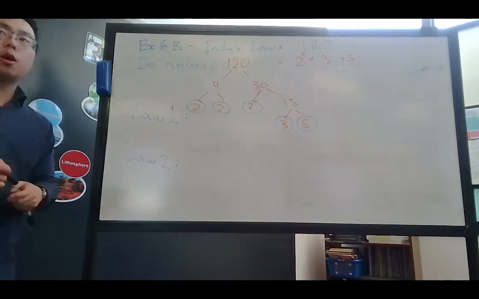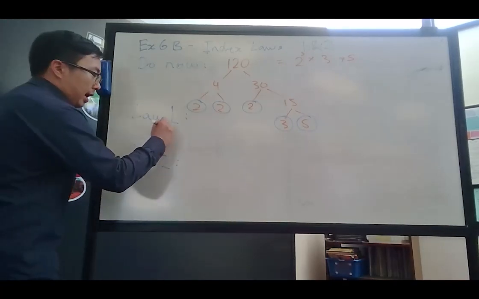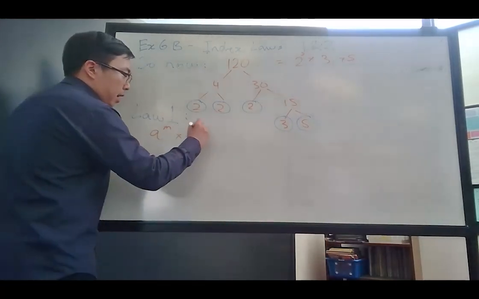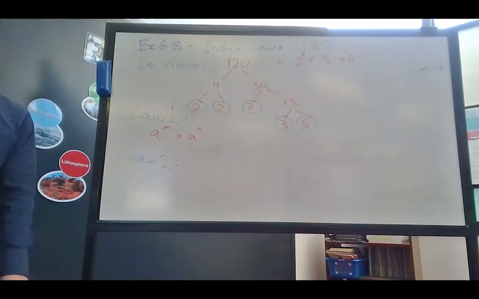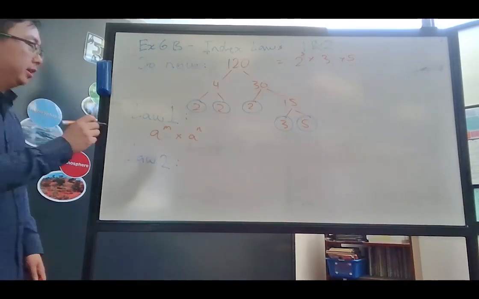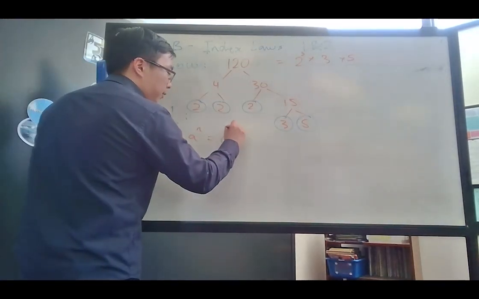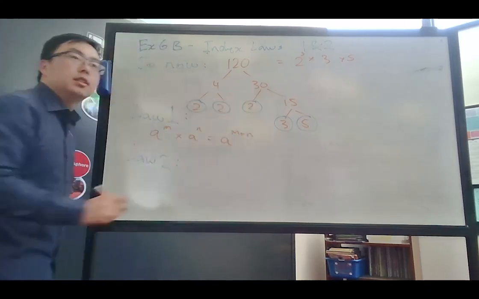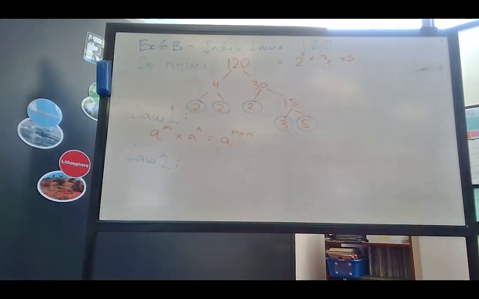The first law, I'll get you to copy down if you haven't done so already, is a to the power of m times a to the power of n. Do not ask me why they use m and n. They are very similar, unfortunately. But that's just going to be a to the power of m plus n. m plus n. That's just the law.